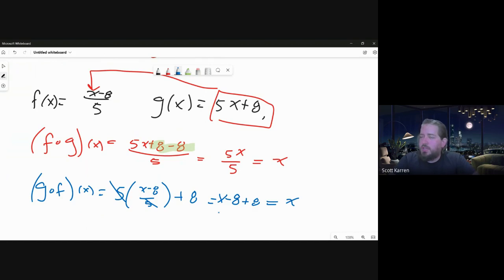So you just have to typically do it once. F of g should equal x. If f of g equals x, then g of f should also equal x. If it doesn't, something super funky is happening, and most likely it's an algebra mistake somewhere. But yeah, so typically just do it once.